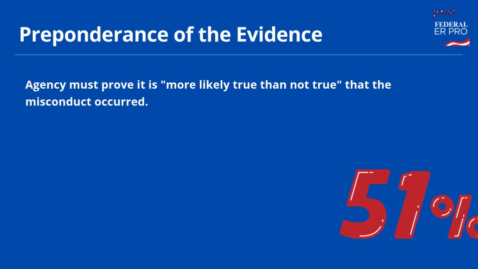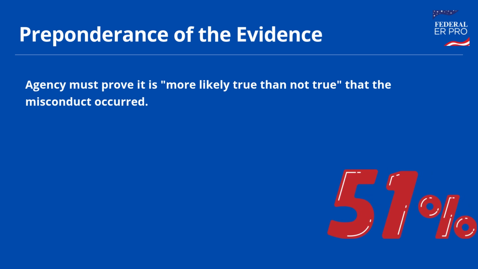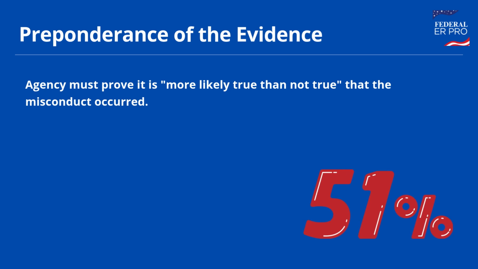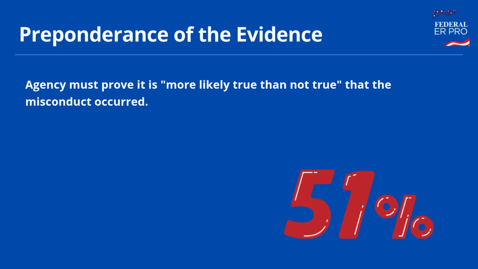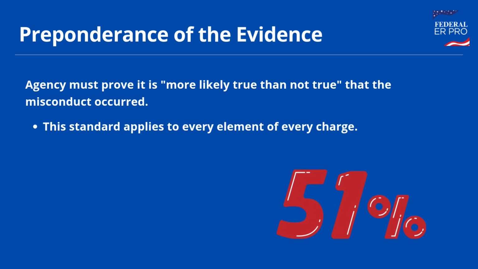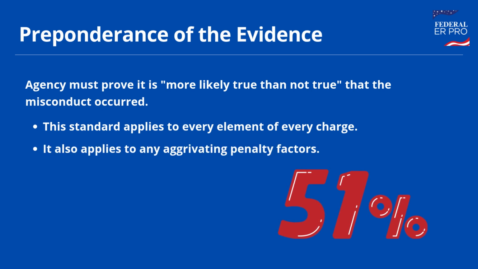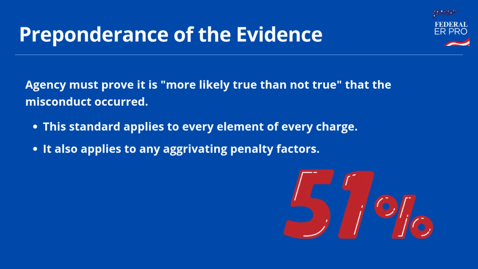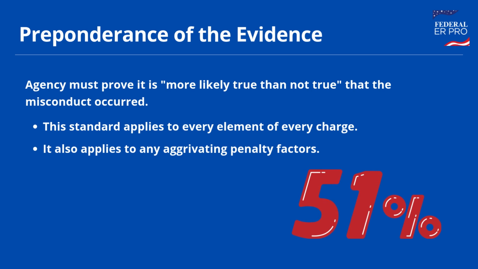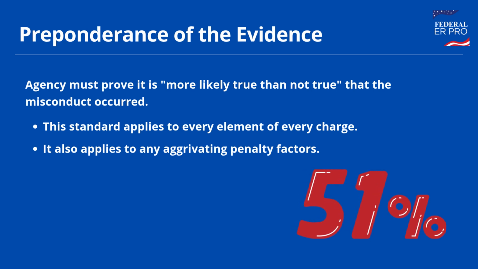The burden of proof in these cases is the preponderance of the evidence. This means the agency must prove that it is more likely true than not true that the misconduct occurred. This standard applies to every element of every charge, and it also applies to any aggravating penalty factors. Essentially, you need to be a smidgen over 50% sure.